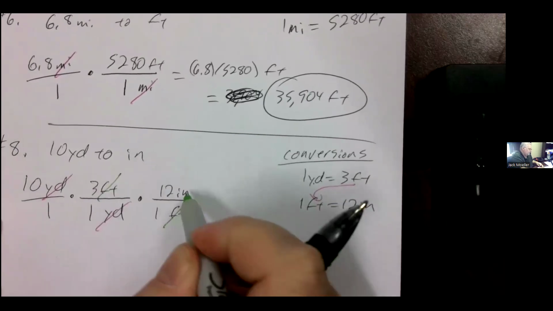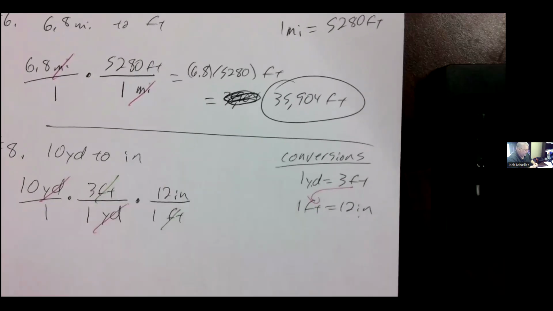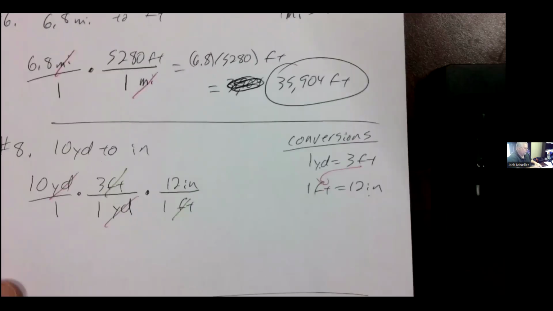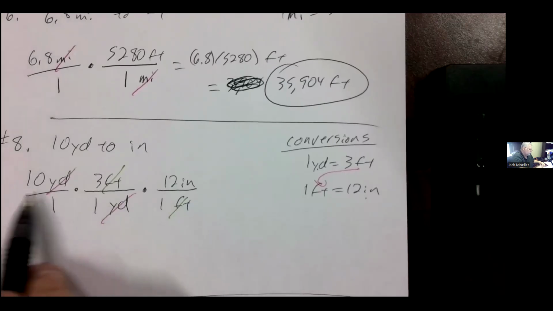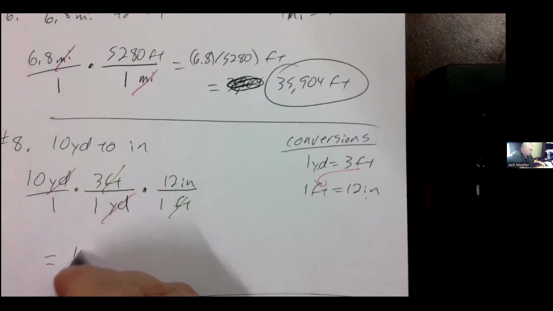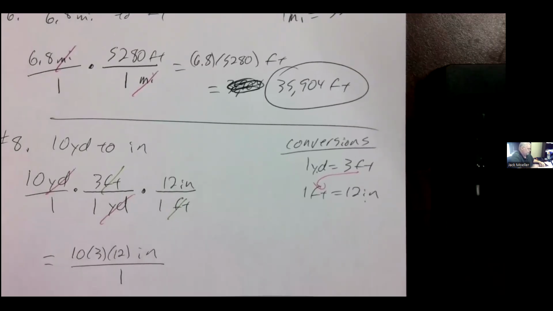Feet cancel out. We're left with inches, which is what we're trying to find. So we don't need any more conversion fractions. Now we just do the fraction work. We have to multiply everything on top. We're doing 10 times 3 times 12 inches all over 1.